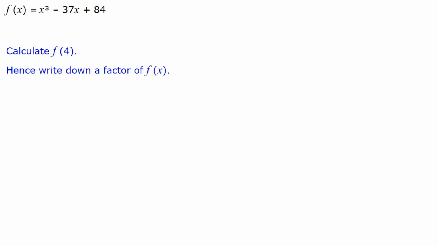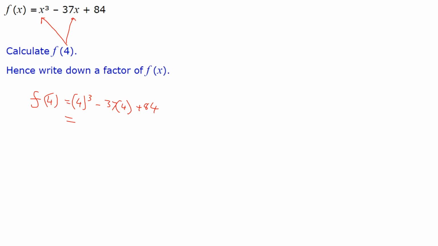f of x is equal to x cubed minus 37x plus 84. So find out what f of 4 is. Well, what we need to do is write it like this. f of 4 is going to be equal to, and all we're going to do is substitute 4 in for x. So we're left with 4 cubed minus 37 times 4 plus 84. Okay? And now we need to evaluate each of these terms.